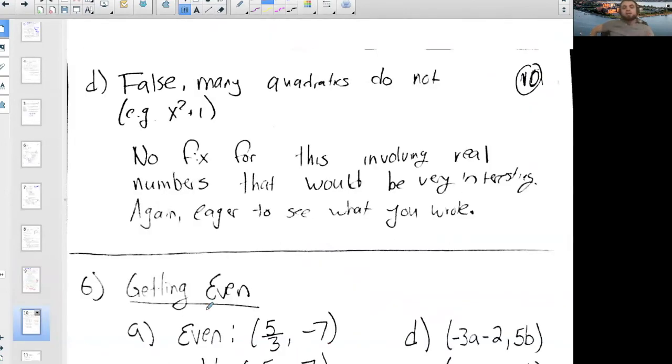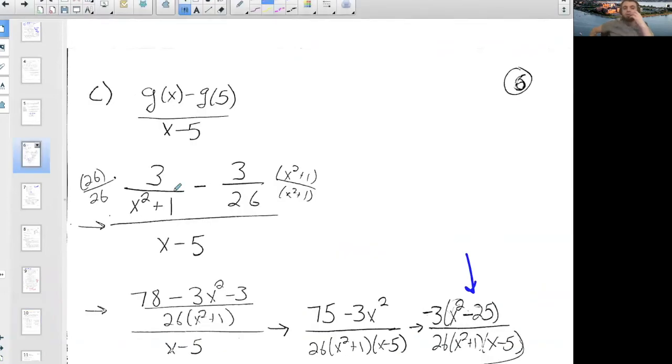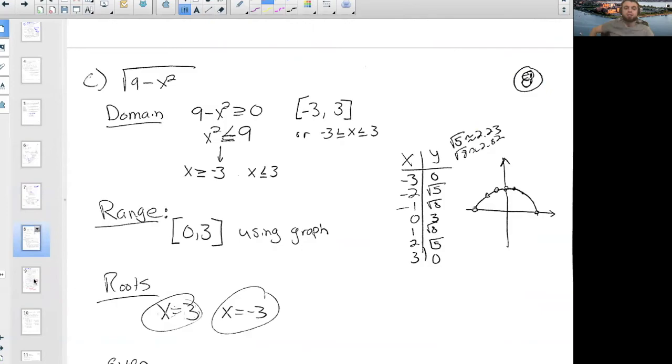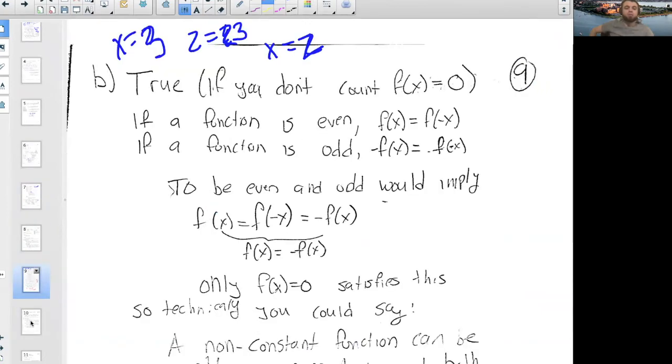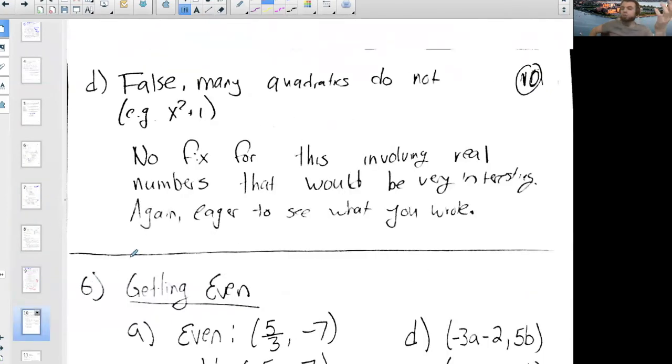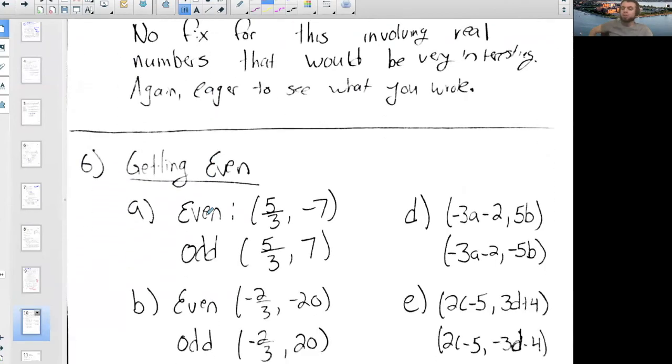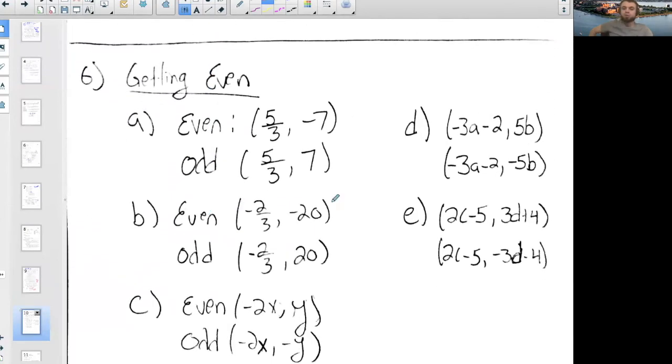All right, D is definitely false. All polynomials will have at least one real zero. That's definitely false. You can think of many counterexamples to this. One good counterexample is x squared plus 1. That's never going to be 0, okay? So there's no real fix for this involving real numbers. That would be very interesting. But again, I'm eager to see what you wrote.